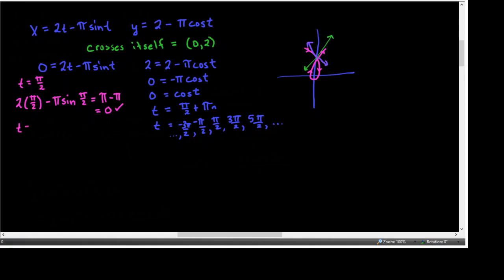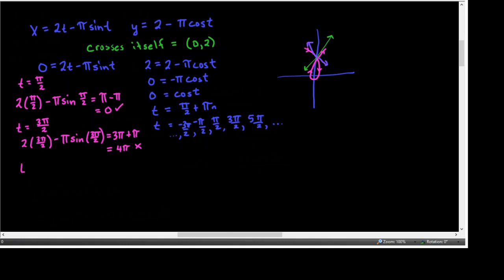So let's try the next positive one. 3 pi over 2. Let's see if that works out. So 2 times 3 pi over 2 minus pi times sine of 3 pi over 2. 2 times 3 pi over 2 is 3 pi. Sine of 3 pi over 2 is negative 1. Negative pi times negative 1 is positive pi. So that's 4 pi, which is not 0. Okay?